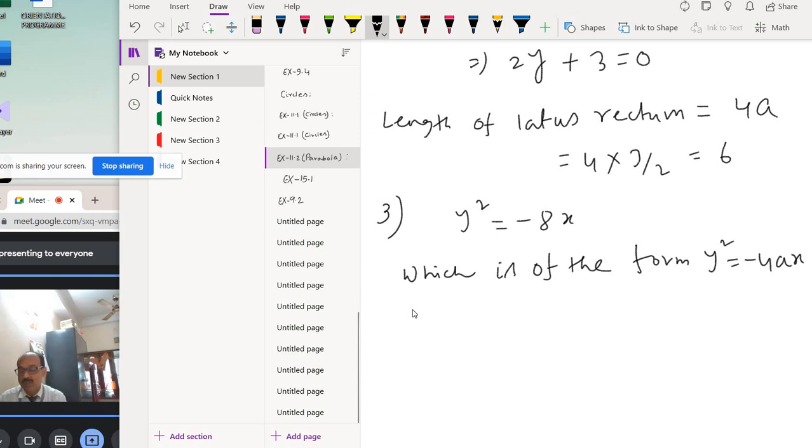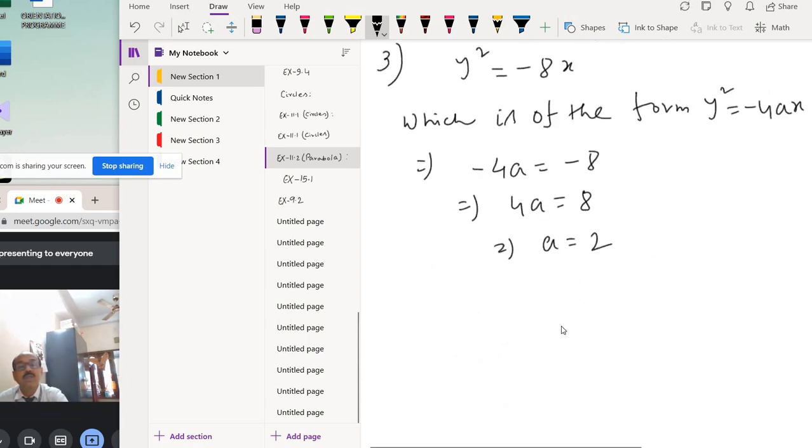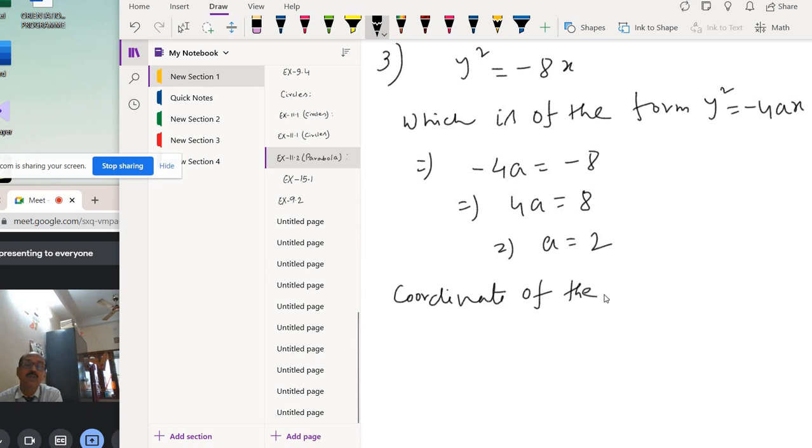The parabola is open on the left side. Comparing these two equations, minus 4a is equal to minus 8, so a is equal to 2. Now the coordinate of the focus is minus a comma 0, so it will be minus 2 comma 0.